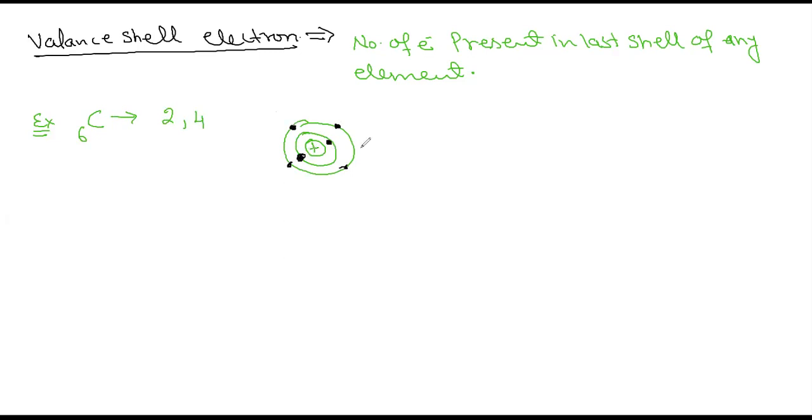So this is the K shell. According to our rule, this is the L shell. So the L shell is the last shell, and the last shell contains 4 electrons. Last shell electrons equal 4. That means the valence shell electrons are 4.